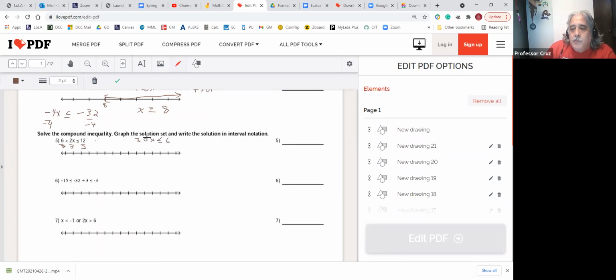So 3 is less than x is less than or equal to 6. These are the easiest ones to write the interval notation for, and really the graph as well, because these are inherently saying "and." If we were to take these separately, in other words, 2x is less than or equal to 12, and 2x is greater than 6, put them together and see where they overlap. This is what we get by just sticking it in the middle like that.